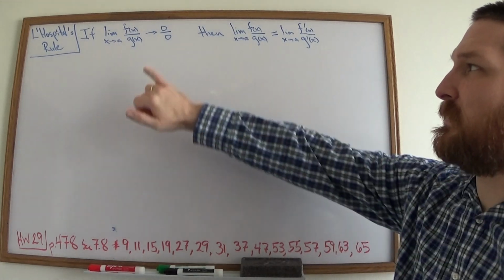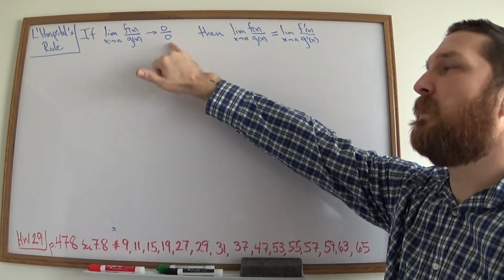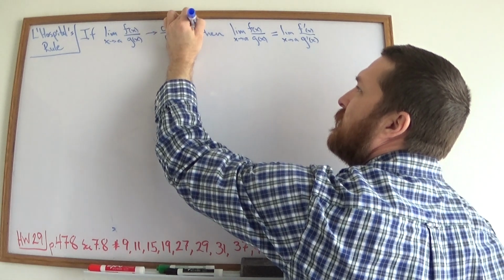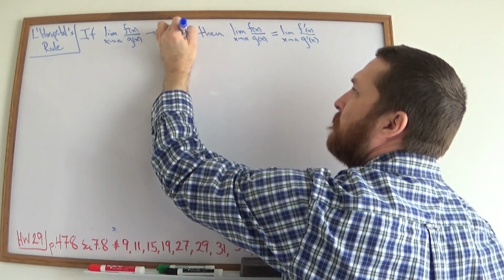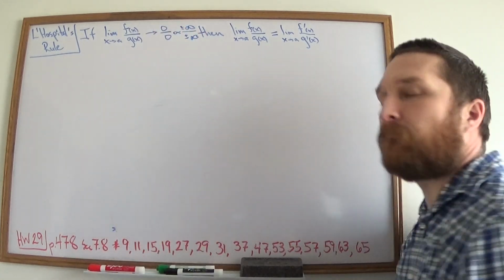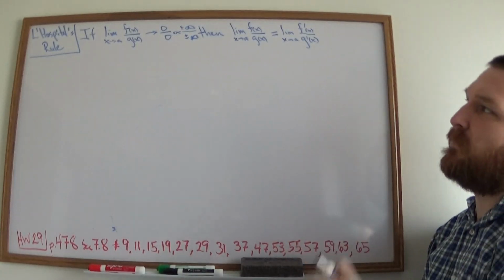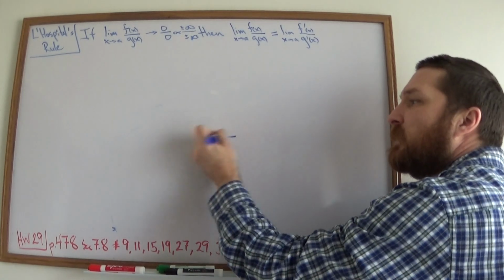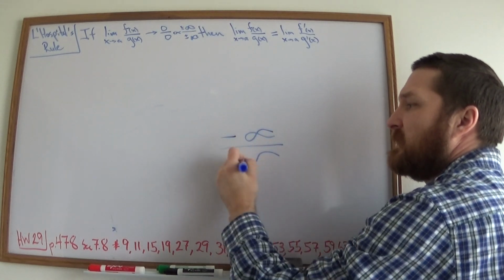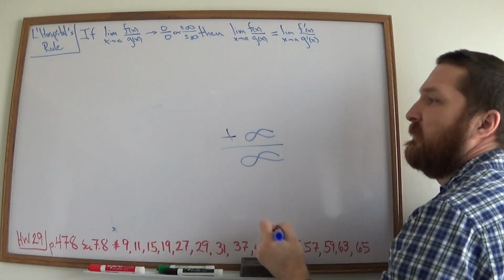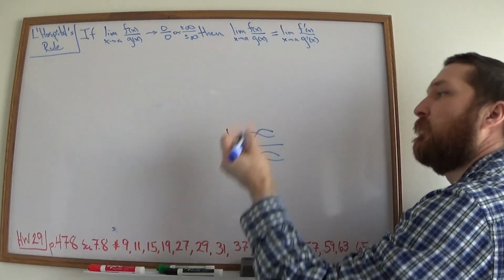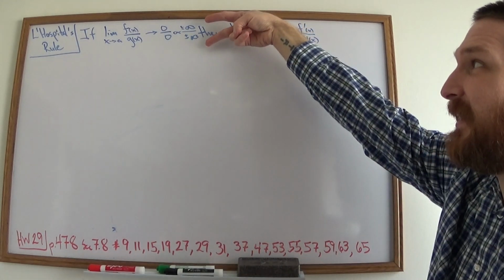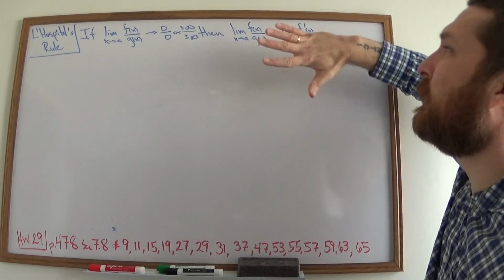But there's more. It's not just if it goes to 0 over 0. It also works if it goes to infinity over infinity. So if you have a function that goes to infinity over infinity, and it could be plus or minus, so it could be going to negative infinity over positive infinity, or positive over positive, or positive over negative, or negative over negative, who cares? If there are two infinities there, then this still works.